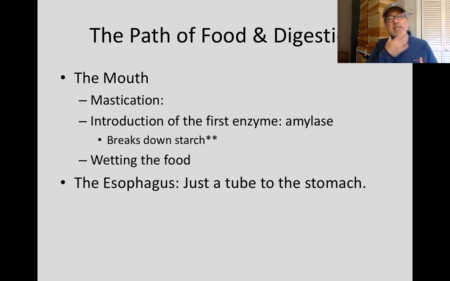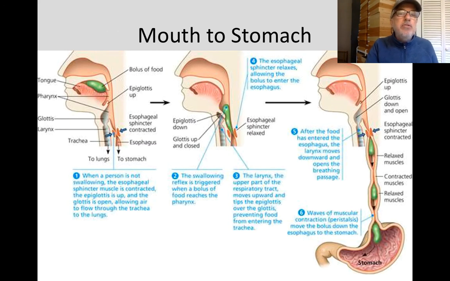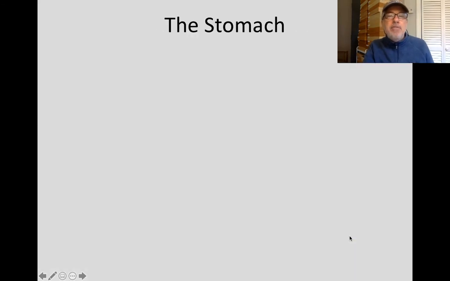The esophagus is just the tube to the stomach. It plays no role in physical or chemical digestion. It's just a transport tube. And here we can see the food as it gets chewed up. You swallow it consciously. It goes down the esophagus. There's a little flap over your trachea so food doesn't go into your lungs. And then it eventually, by muscular contraction, gets into your stomach. That is the mouth to stomach pass.